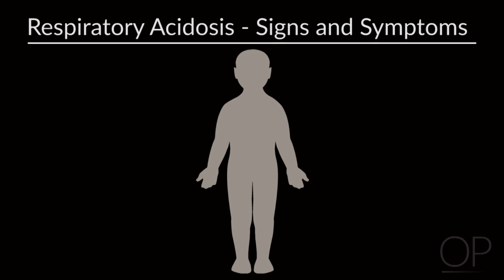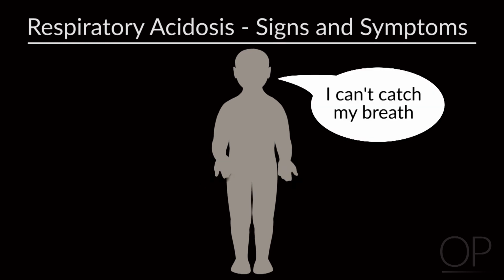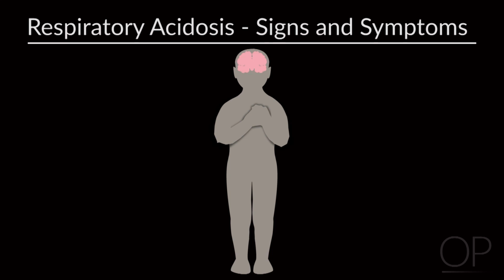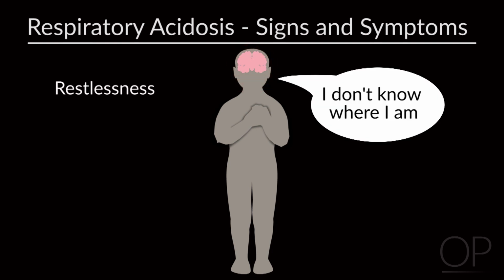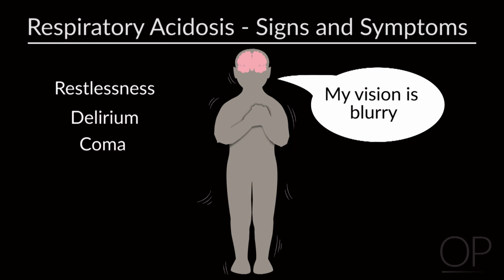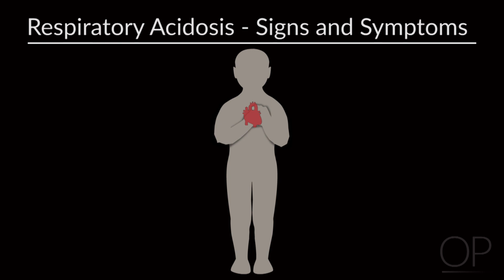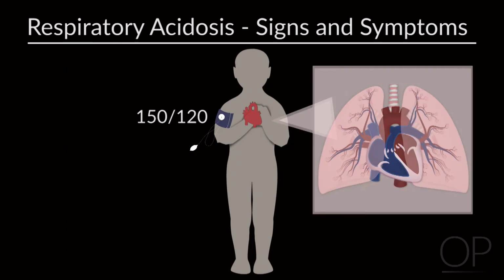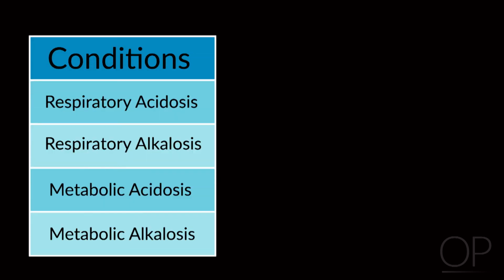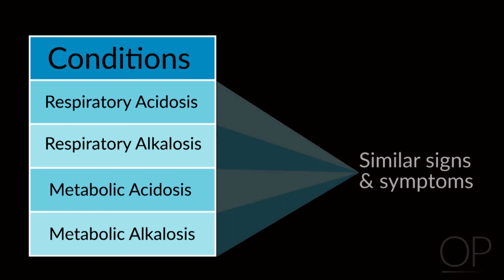From a pulmonary standpoint, a person will experience shortness of breath, respiratory distress, or shallow respirations. Neurological signs include headache, lethargy, confusion, restlessness, blurred vision, tremors, delirium, or even coma. Cardiovascular effects include tachycardia, cardiac arrhythmias, hypertension, or pulmonary hypertension. You may notice the signs and symptoms for each of the following abnormal acid-base conditions are similar.